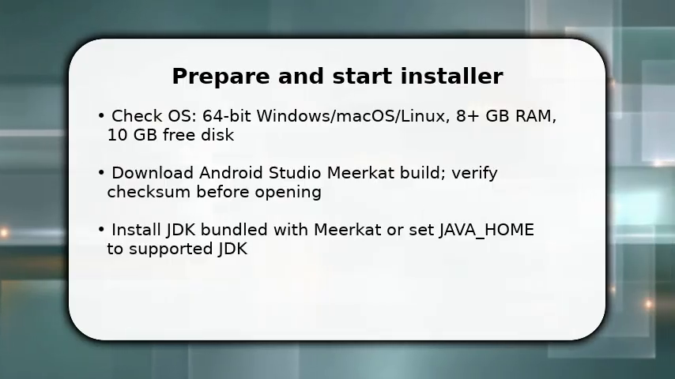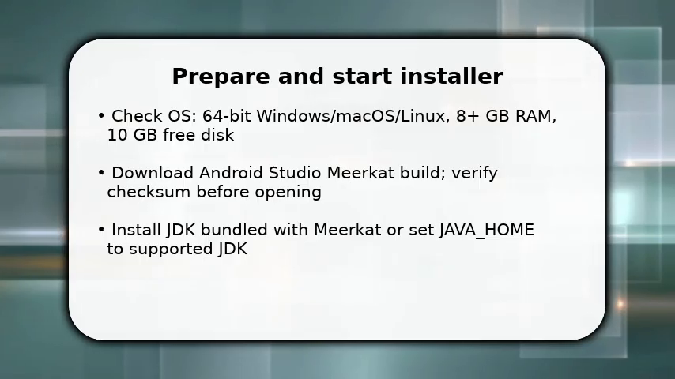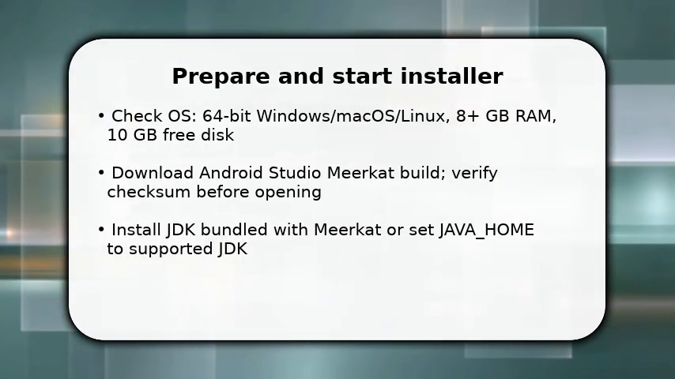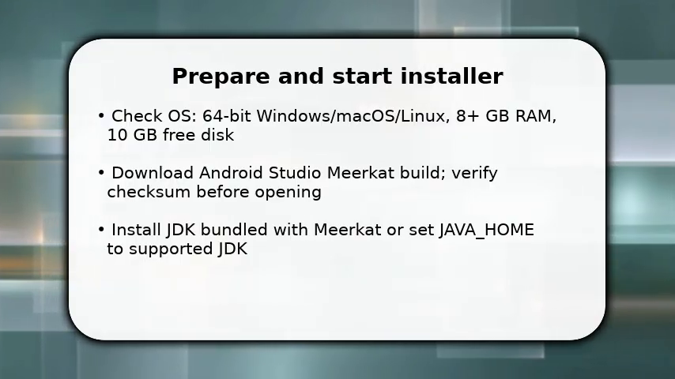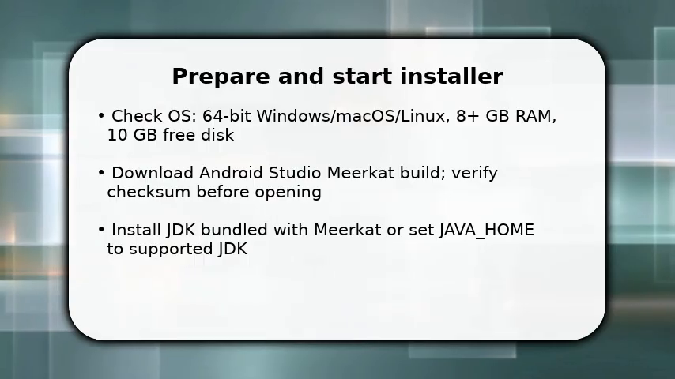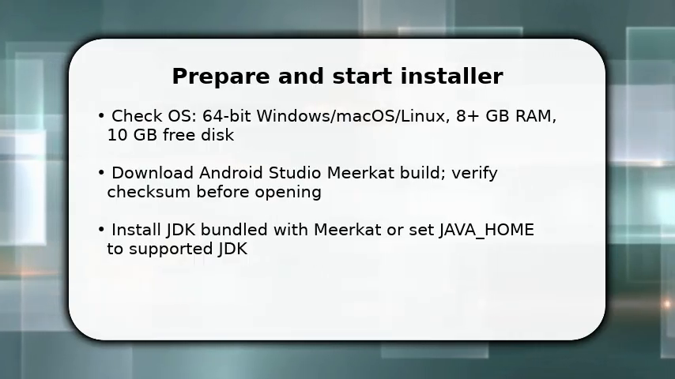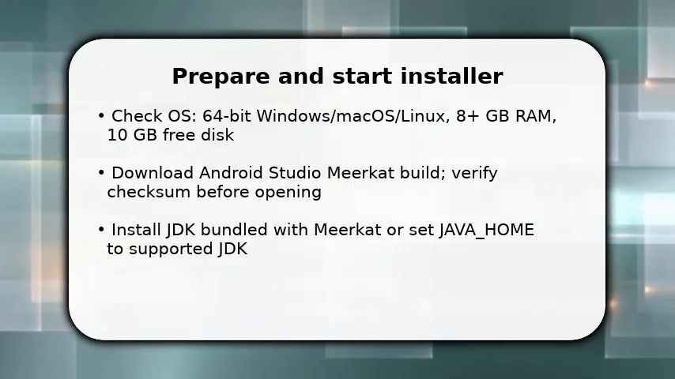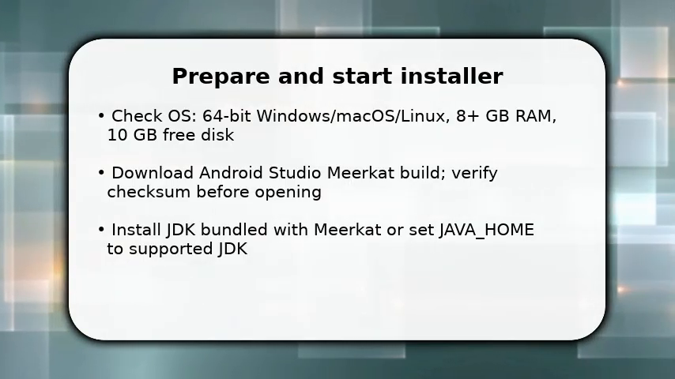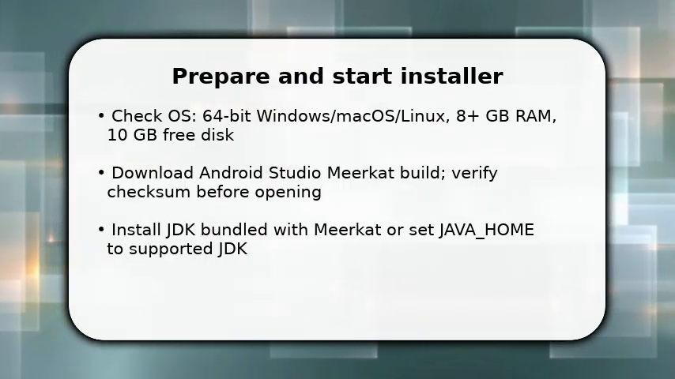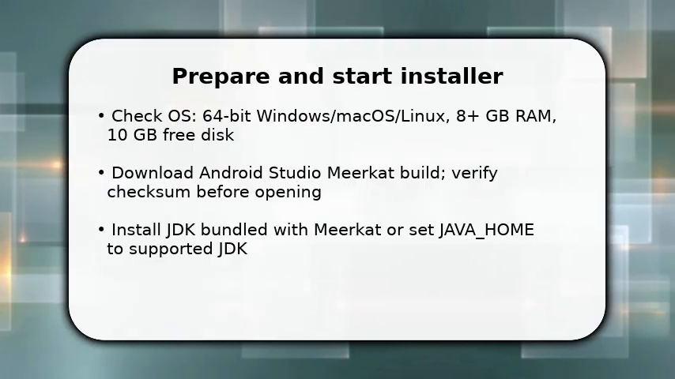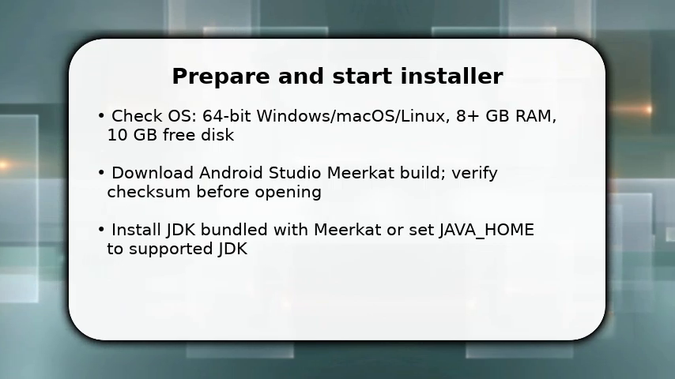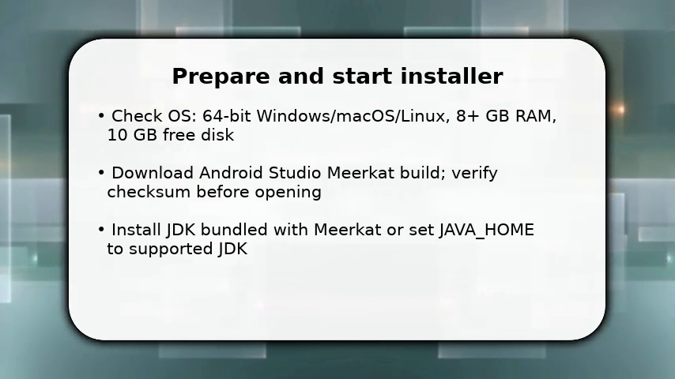You begin by getting prerequisites out of the way and launching the installer. Make sure your machine is 64-bit with at least 8 GB RAM and 10 GB free. Once downloaded, verify the checksum so you avoid corrupted files, then run the Meerkat installer. Choose the bundled JDK unless you need a specific version. If so, set Java Home to that JDK. Follow prompts for standard components so the IDE, SDK, and command line tools install together, and keep defaults where unsure.